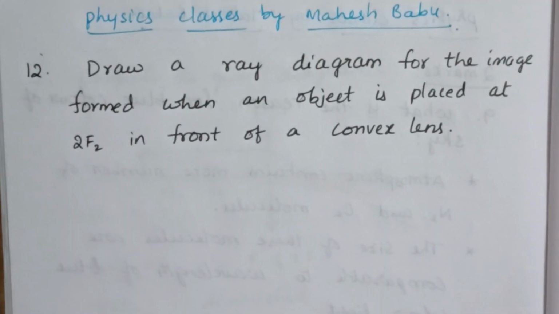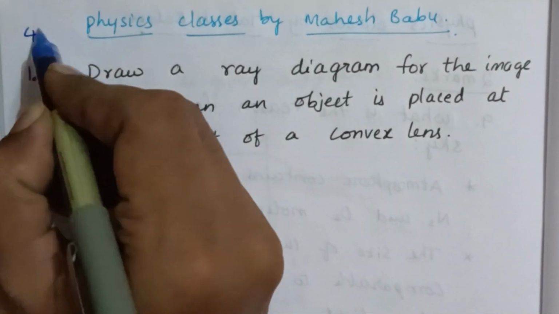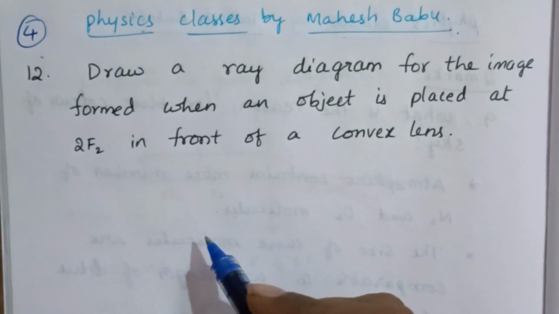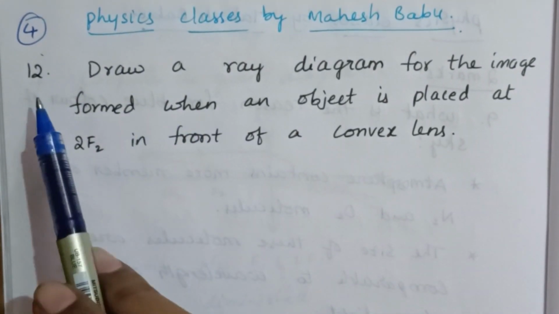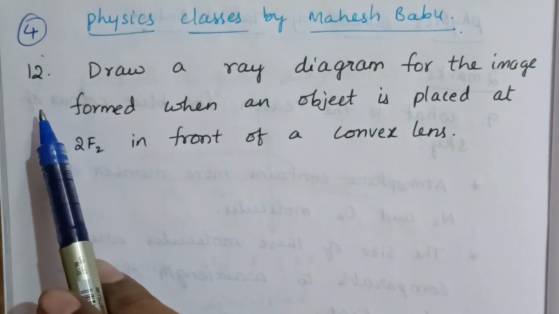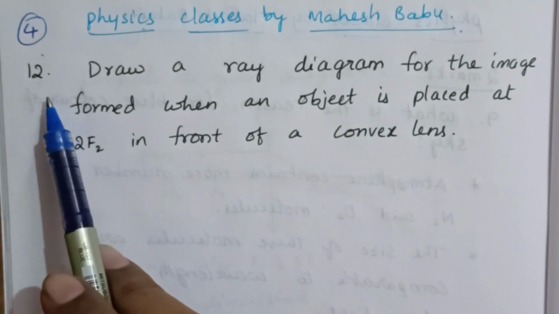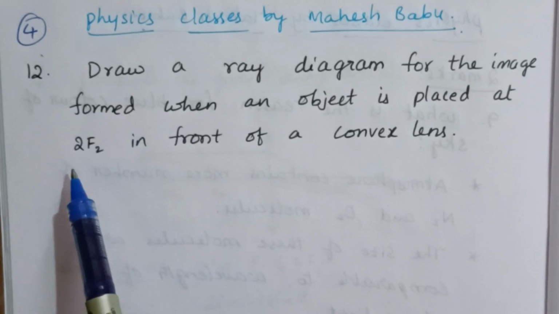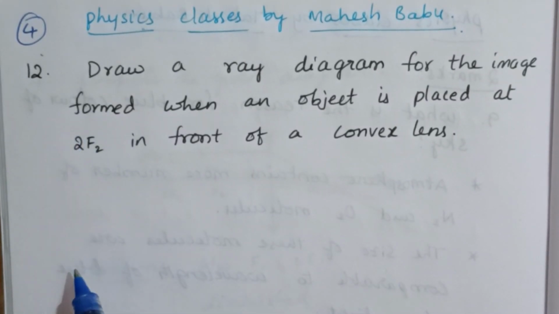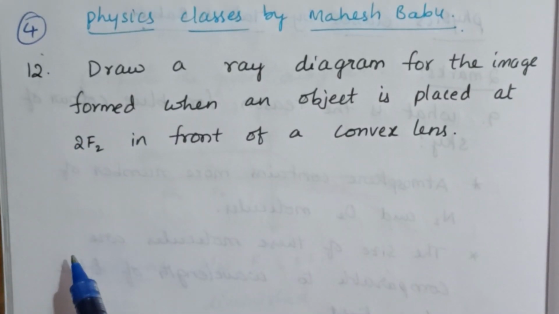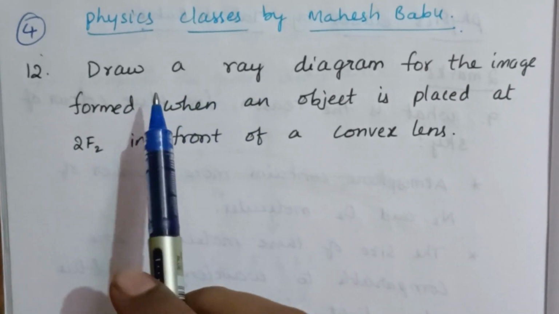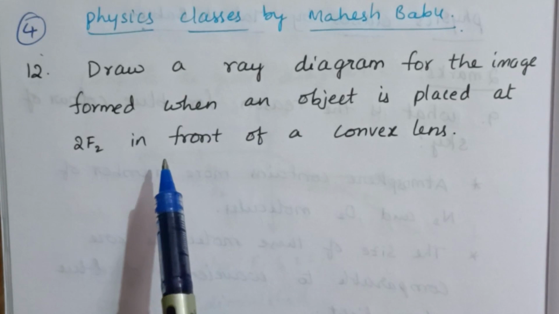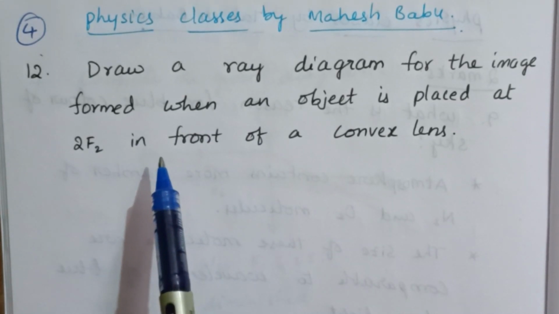Next question, 4 more questions. Among these 4 more questions, only the 12th question has an internal choice. 12A, 12B. One is physics, another one is chemistry. Any one you should draw. In the question itself, they will give, draw any one of the following diagrams.